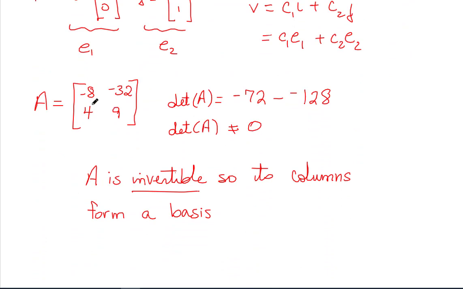Well, let's see. What's the determinant? The determinant is minus 72 minus a minus 128. The precise number is not important. What is important is the determinant's not 0. So A is invertible and its columns do form a basis.